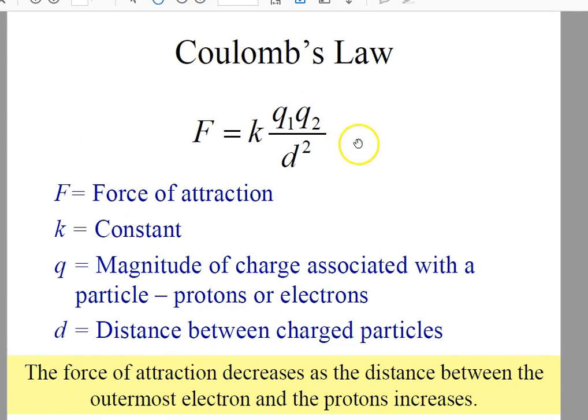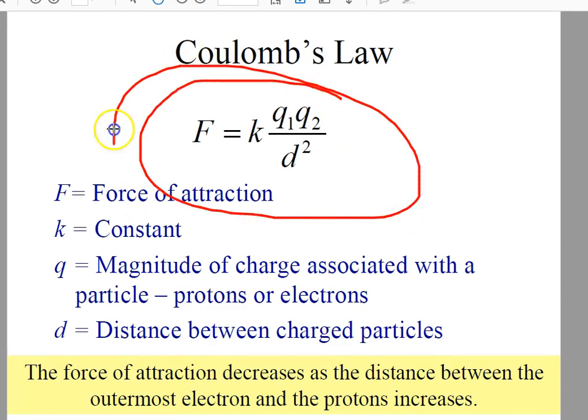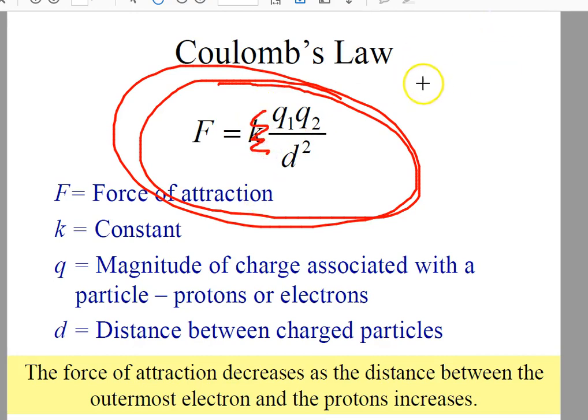If you learn anything in this class, learn the meaning of Coulomb's law. Coulomb's law says that force of attraction is equal to some constant K times the charge of the two particles. In this case, it would be 1 for the proton, 1 for the electron. Unless you have lots of protons in your nucleus, so you could have 2 if you're helium, 3 for lithium, and so on, divided by the distance between those particles squared. Don't worry about this constant and just think about what this means.